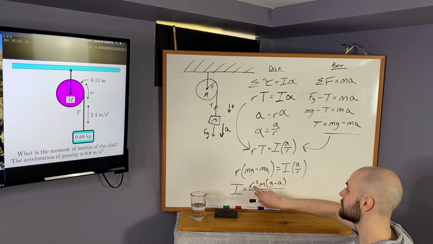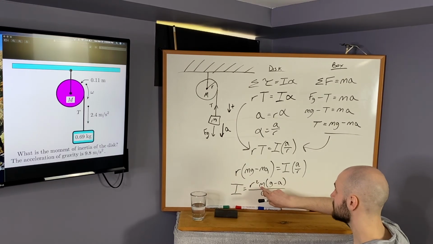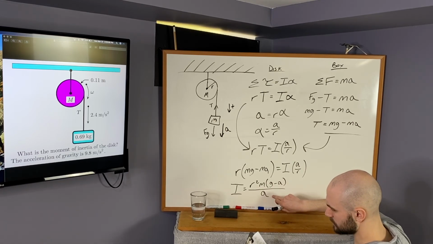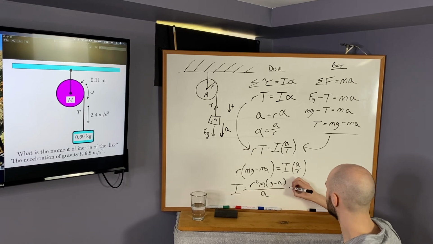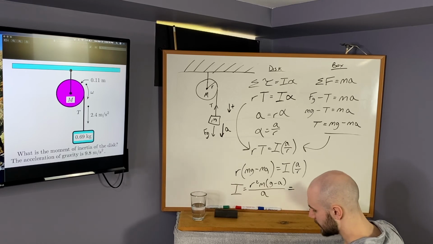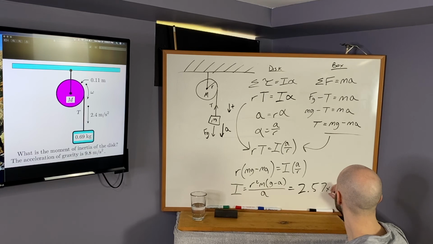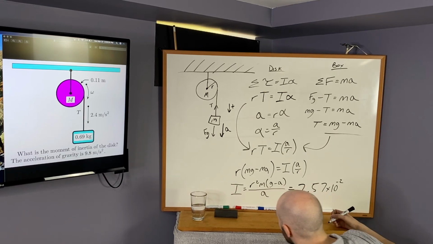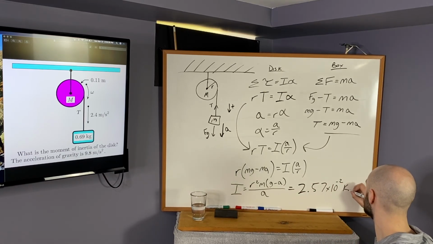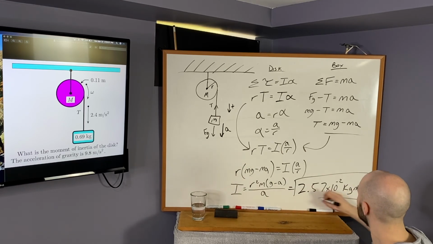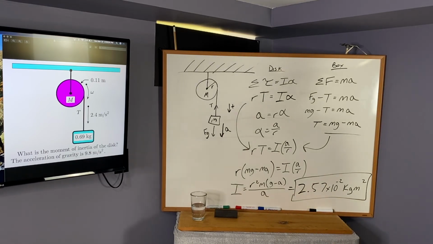Notice that all these things are given: the radius of the disk, the mass of the box, this is little m, g, a, and a as well. Okay. Plugging that all in, I got a rotational inertia of about 2.57 times 10 to the minus 2. And remember, our units for rotational inertia are kilogram meters squared. Check your work, make sure you can get to the same answer that I'm getting.